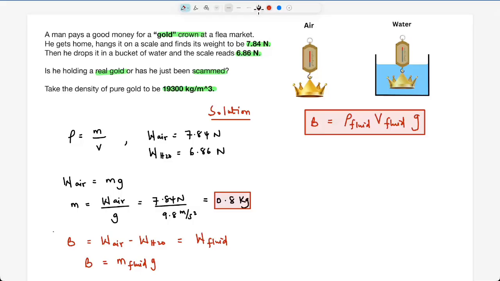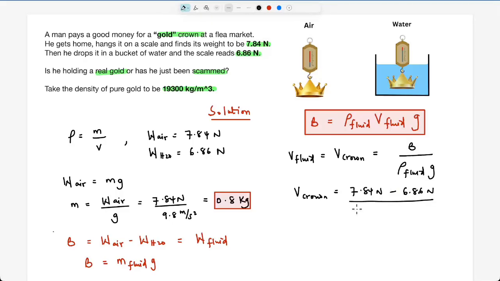So from this, we can find the volume of the crown. The volume of the crown is equal to the volume of fluid displaced. So the volume of the crown is the buoyant force divided by the density of the fluid times g, acceleration due to gravity. The buoyant force is the weight in air minus the weight in water. So the weight in air is 7.84 newtons minus the weight in water, 6.86 newtons, divided by the density of water, which is 1000 kilograms per meter cubed, times g, which is 9.8 meters per second squared.